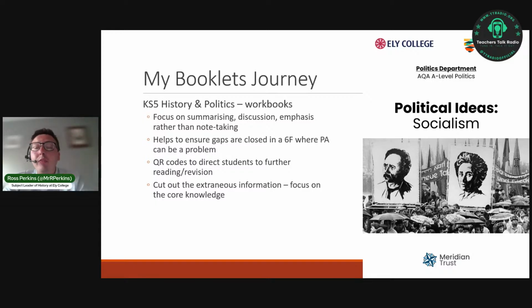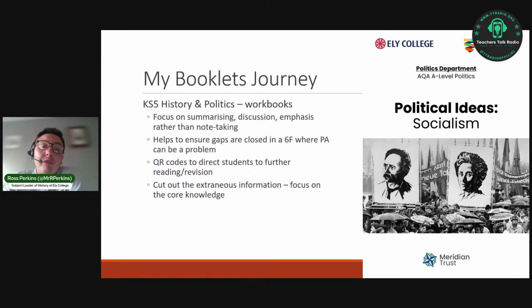So when I began my first teaching of political ideas, paper 3 this year, I created 2 workbooks, one for socialism, one for liberalism. And once again, they help to support the all-in-one place principle that I'm quite fond of. But again, I wanted the focus here to be on not taking the notes, but using them. So a much greater emphasis on the reading and the discussion and the summary rather than trying to get everything down, which could often be quite time consuming.